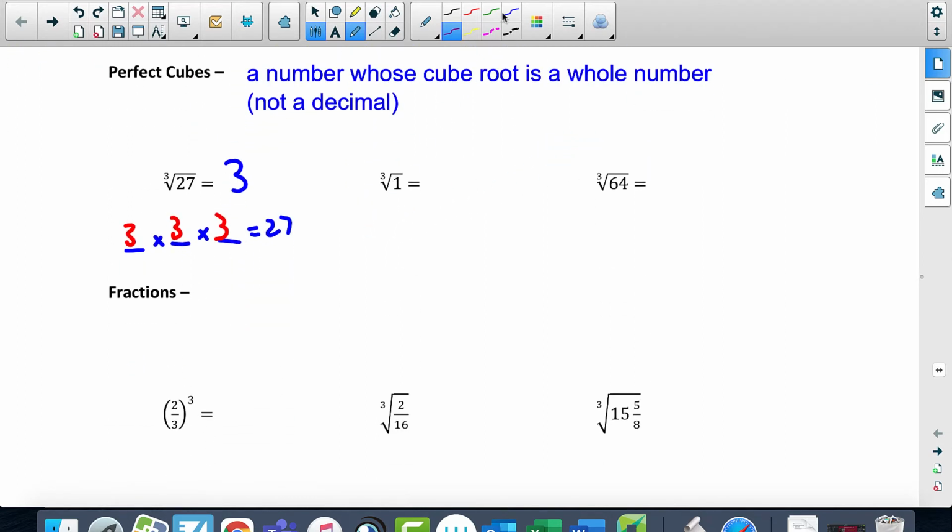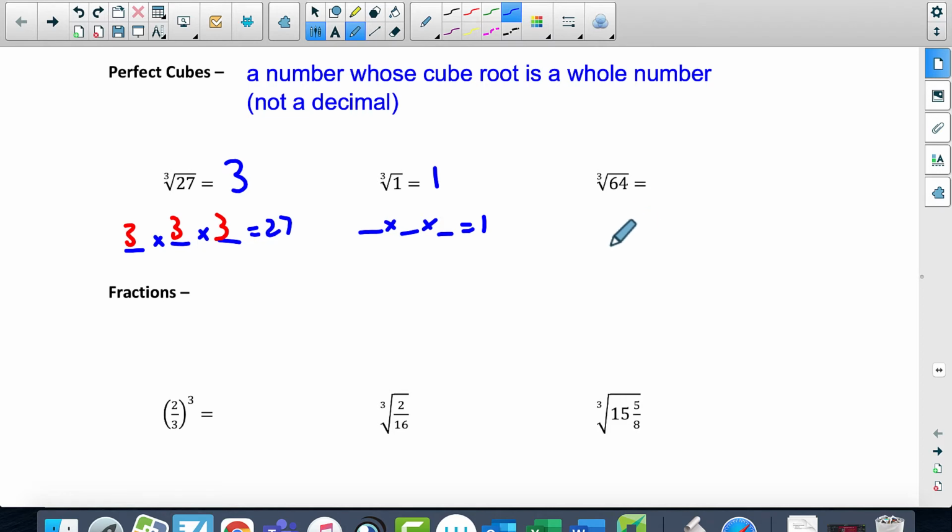We're looking for a number that multiplies by itself 3 times, and you end up getting the answer 1. Well, I hope it's pretty obvious that that would be 1. 1 times 1 is 1, and 1 times 1 is 1. Yep, you can multiply 1 by itself as many times as you want, and you still get 1.